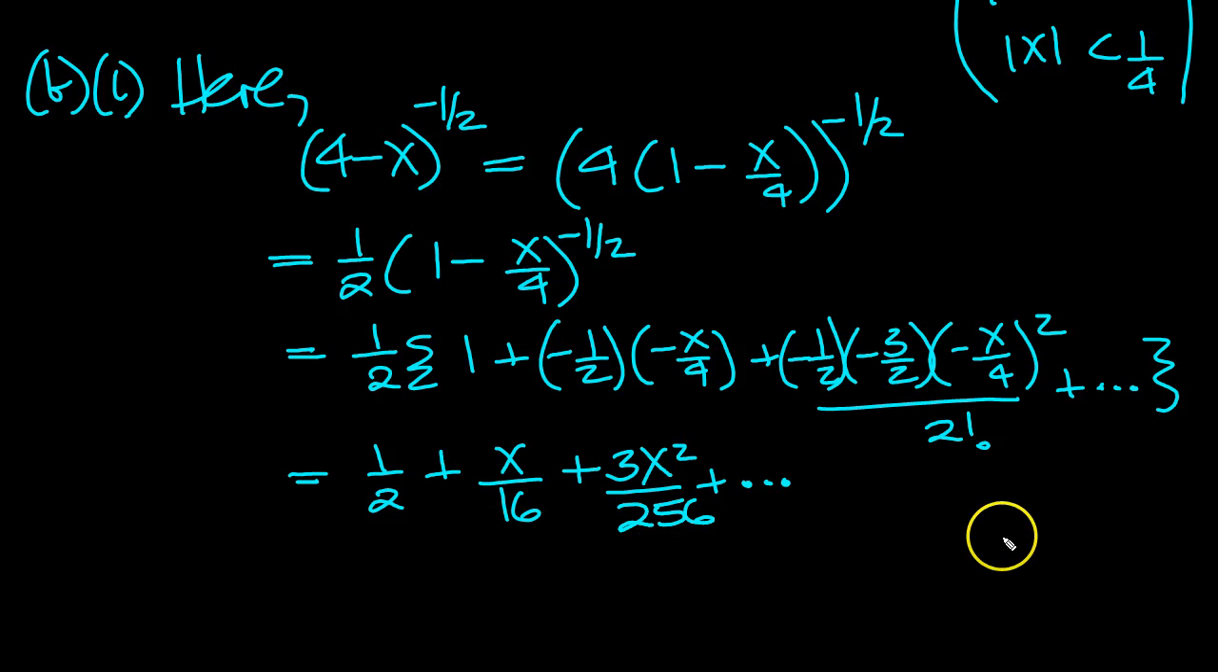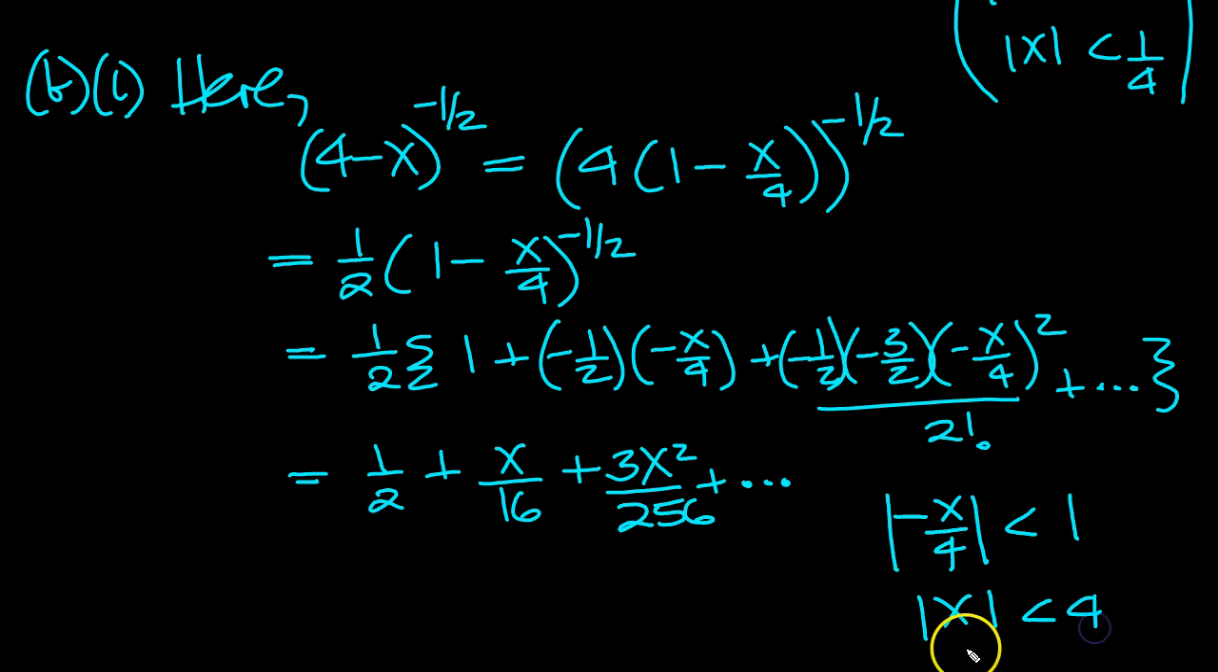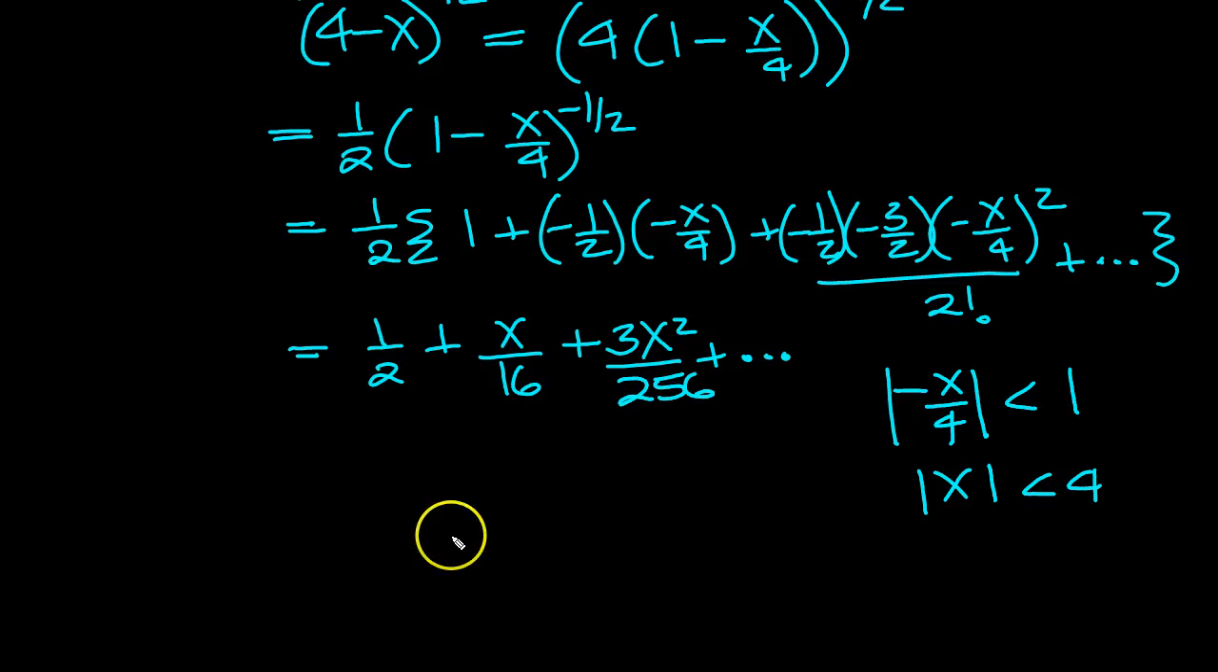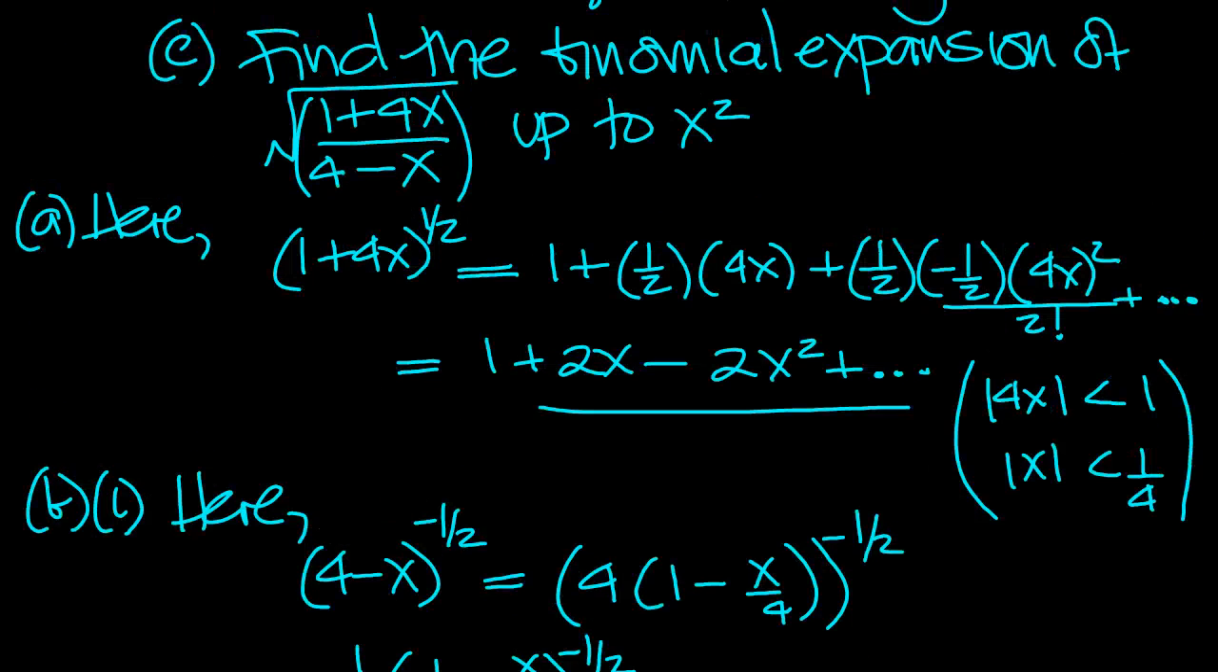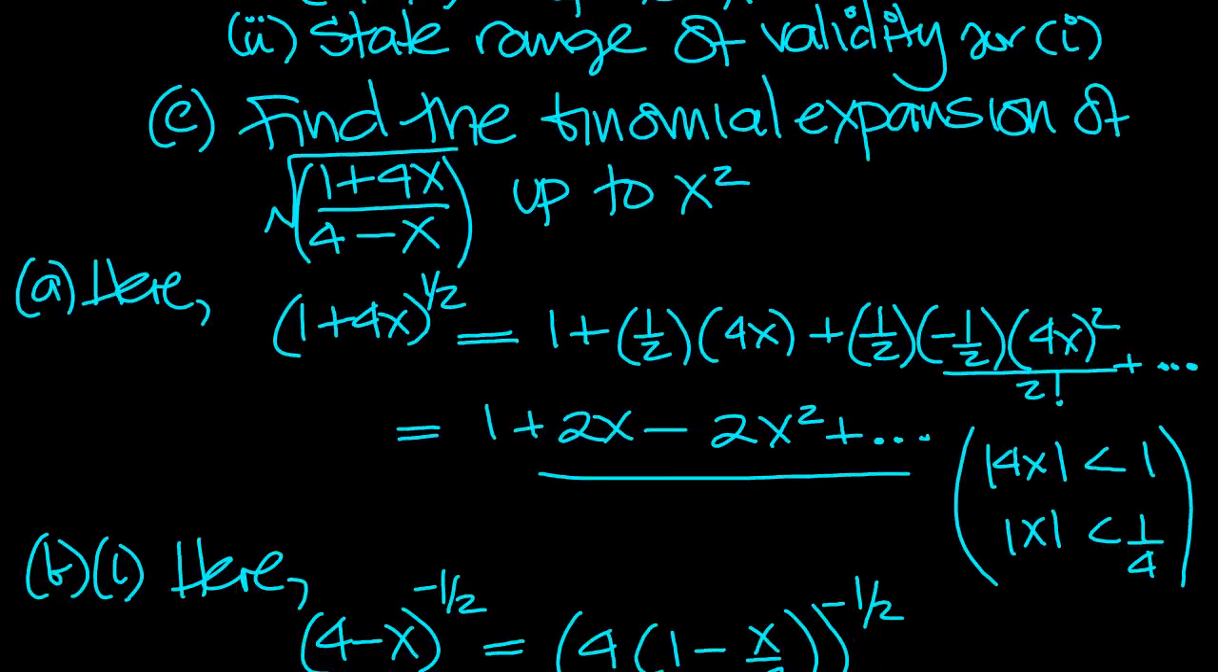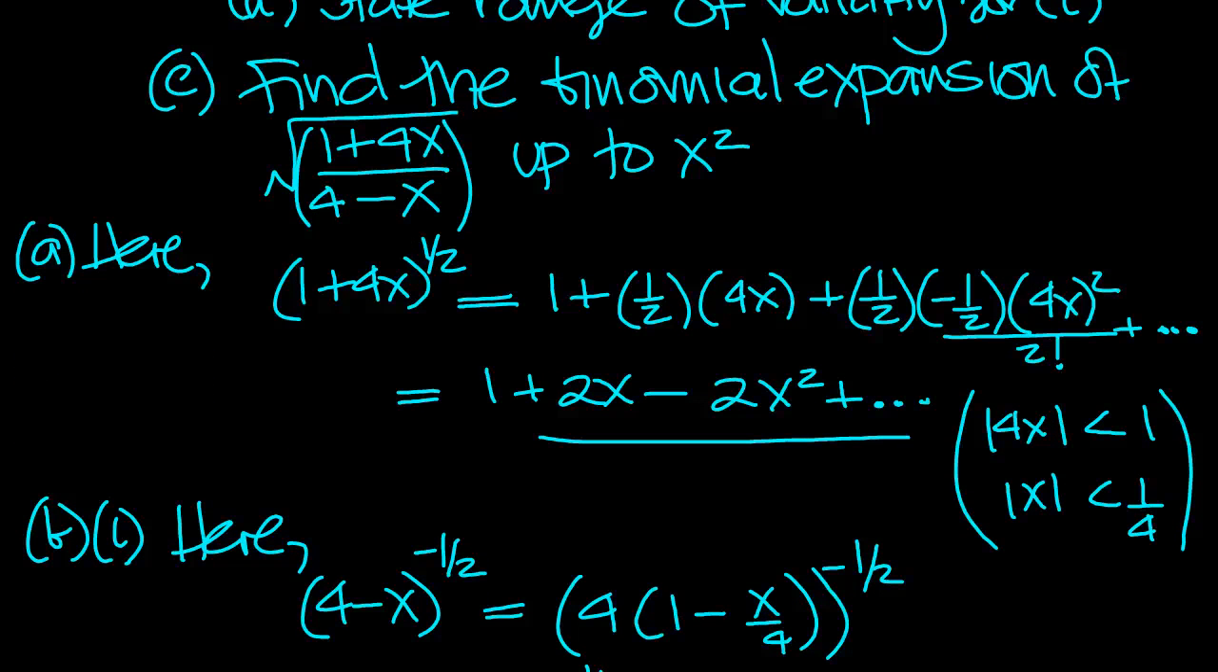Now the range of validity, where x is valid, well here we can see that the modulus of minus x over 4 needs to be less than 1. So that tells us that the modulus of x, take the 4 out, drop the minus, the 4 comes underneath. So we can move it to the top the other side. So the modulus of x is less than 4, i.e. x lies between minus 4 and 4. So there's the range of validity then for part B.